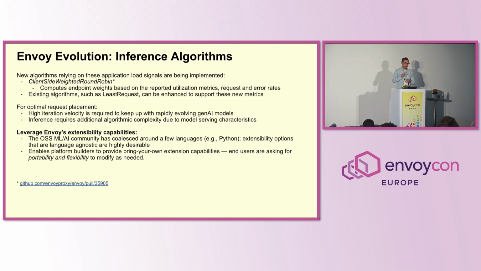However, for optimal request placement, we've really found that we need high iteration velocity to keep up with the rapidly evolving GenAI models and their implementations. And inference really requires additional algorithmic complexity due to just the characteristics of the model servers and token generation. So what we've ended up with is, we're leveraging Envoy's extensibility capabilities again. The open source machine learning and AI community has really coalesced around a few languages such as Python, right? So we really want extensibility options that are language agnostic.